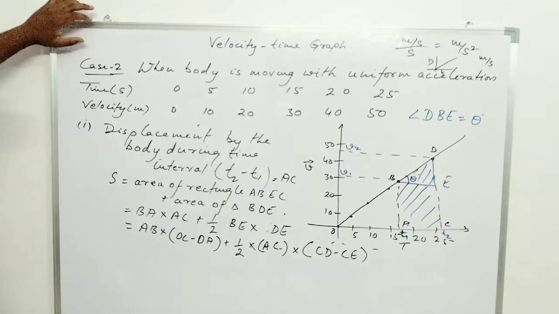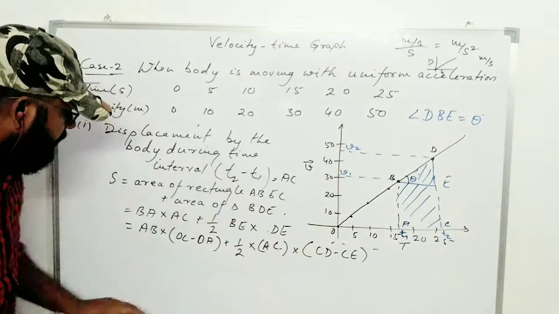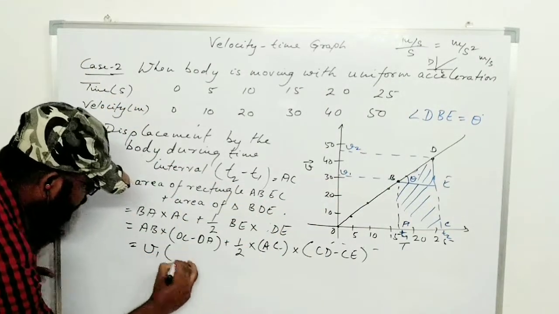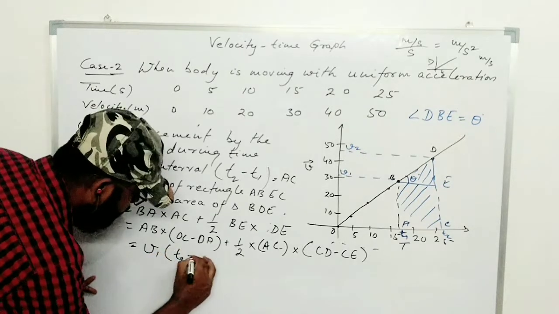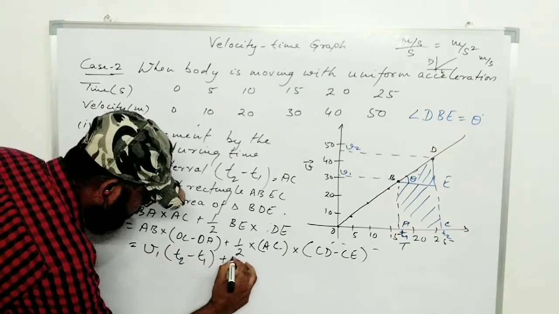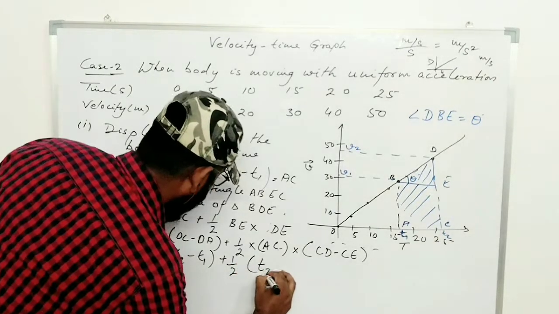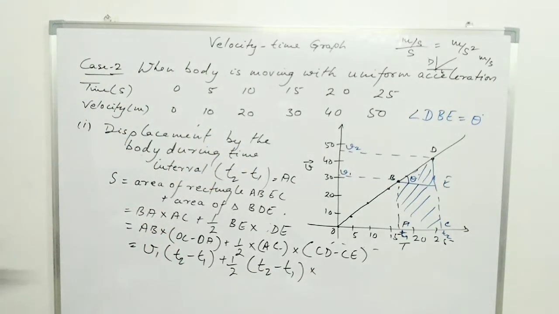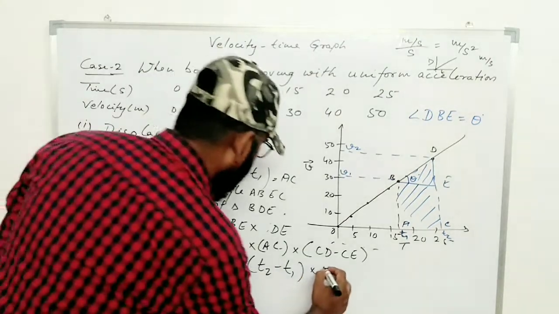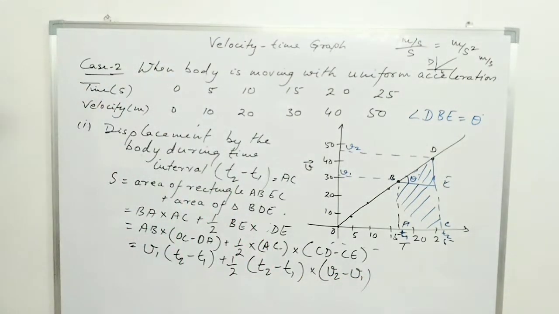Now AB is equal to what? V1 AB, V1 OC minus OA, that is T2 minus T1, okay, plus half into AC. AC is T2 minus T1 into CD minus CE, that is V2 minus V1. So like this we find the displacement.